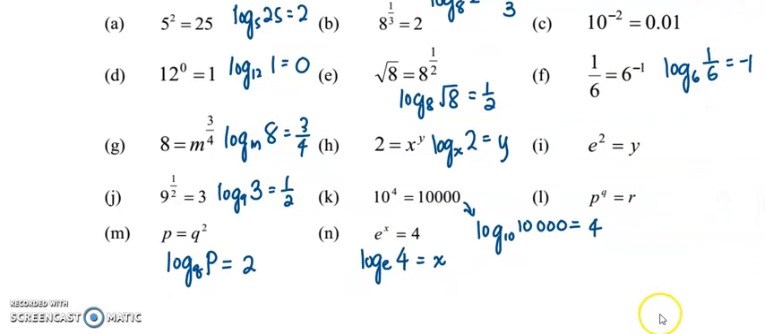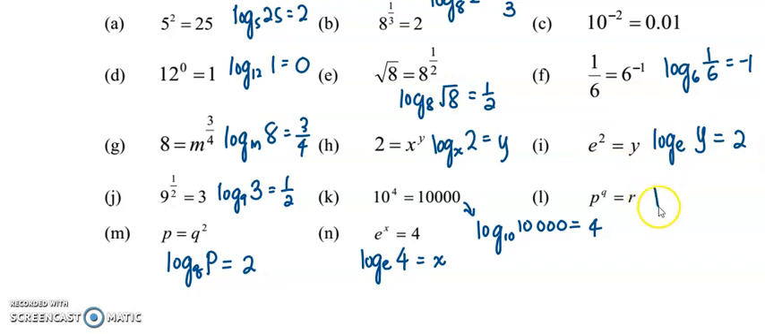Alright. e power of 2 equals to y. So focus on the index number, the index form. Index form having the base of e, so our log will have the base of e, and then the y, log y to the base of e equals to the power of the index, that is 2.